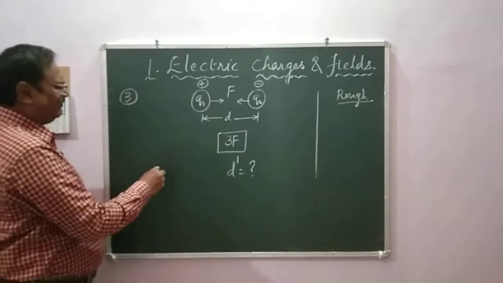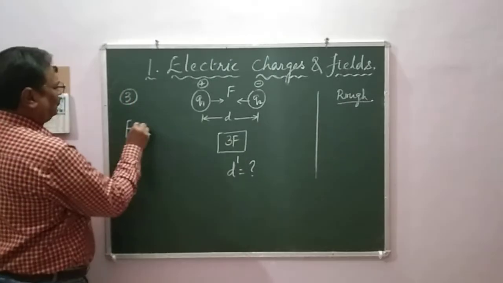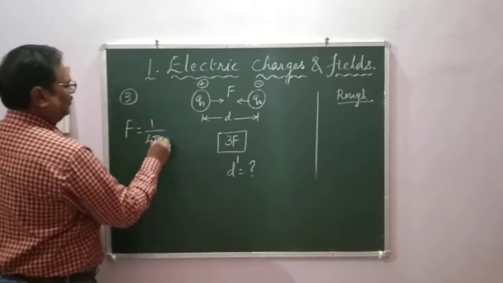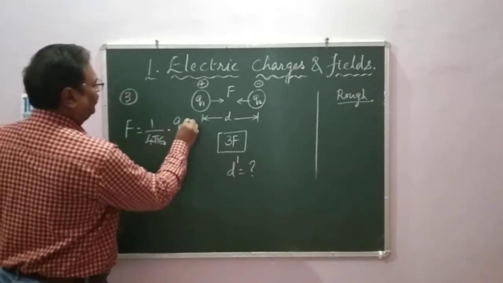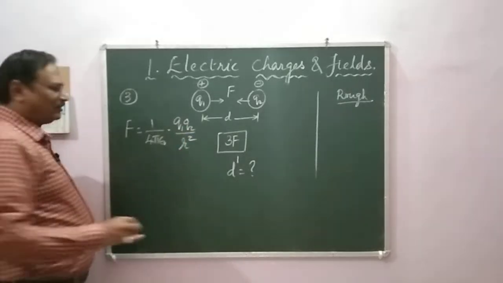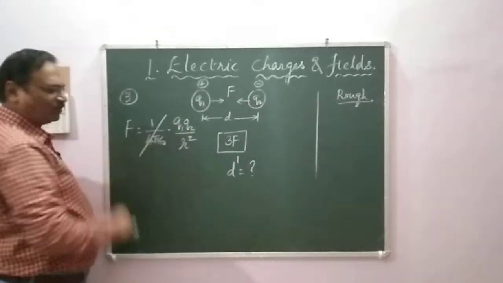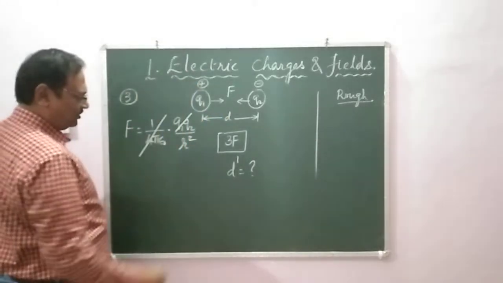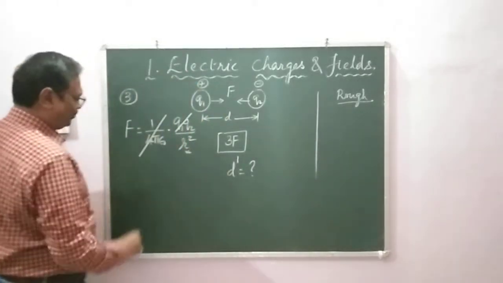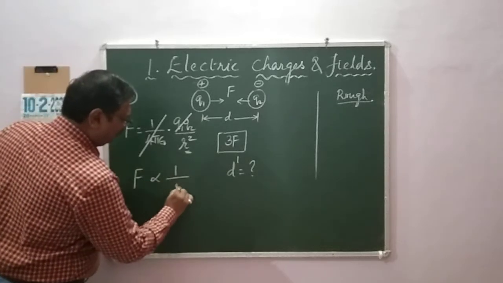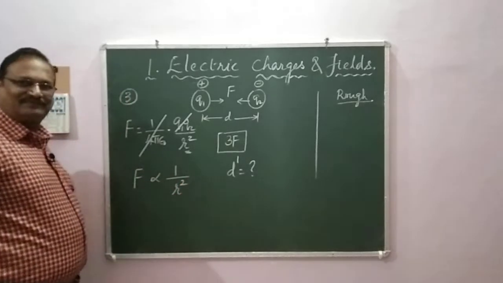So let me see, a very simple way. F is equal to 1 upon 4 pi epsilon naught into Q1 Q2 upon r square. This is the formula. 1 upon 4 pi epsilon naught is a constant. Q1 Q2 is also not changing. So the only variable is r square. So can I write F is inversely proportional to r square?